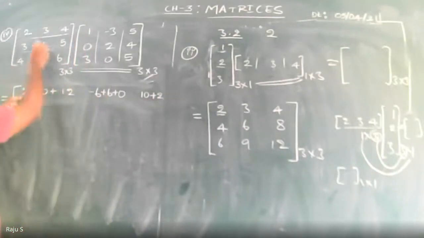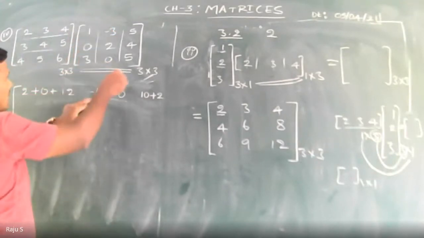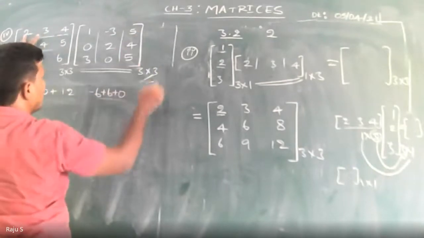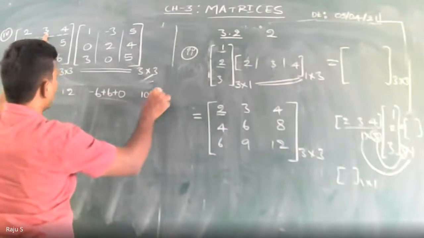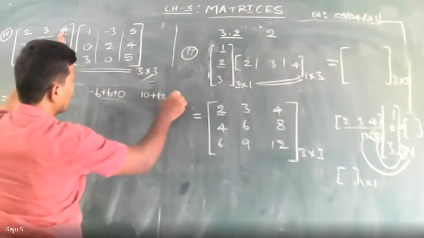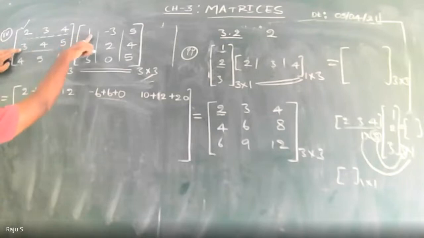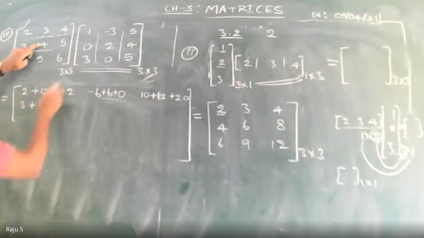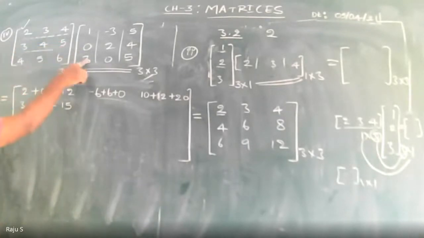Here, first row, first column, then this middle. First row, second column. Okay, next step. First row, third column. So 2 5s are 10 and 3 4s are 12, 4 5s are 20. Clear? Okay, first row completed. Next, use the second row. Second row, first column: 3 into 1, 3, plus 4 into 0, 0, plus 5 into 3, 15.